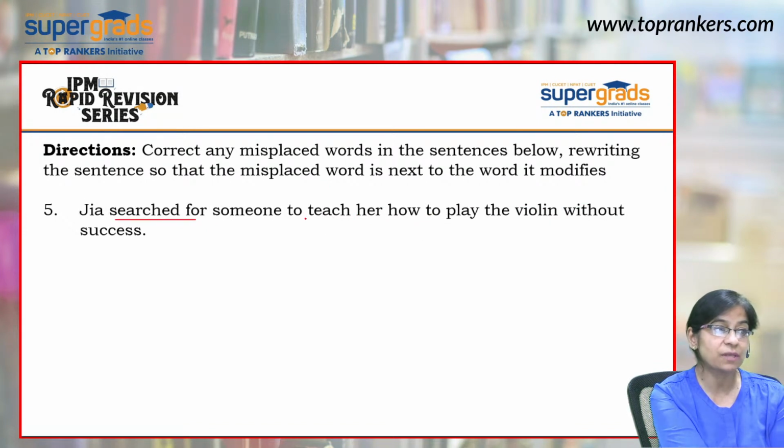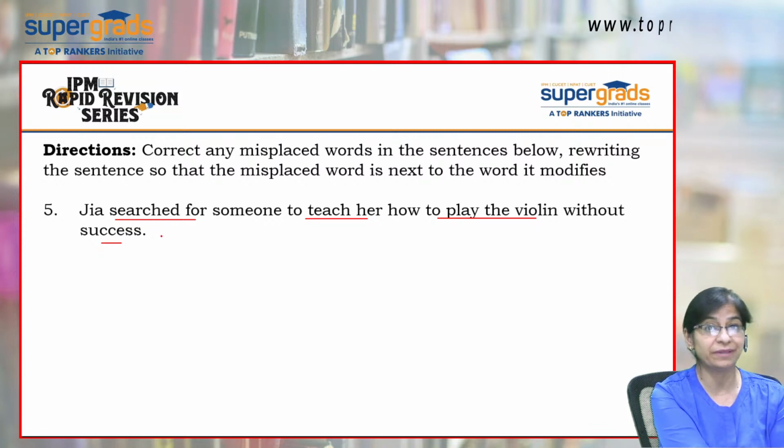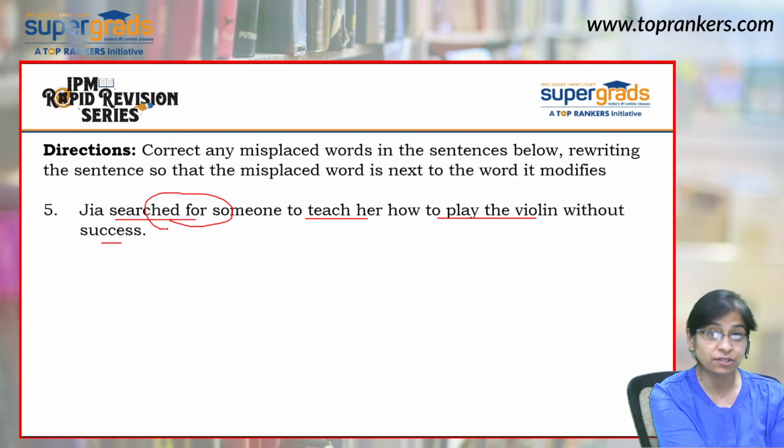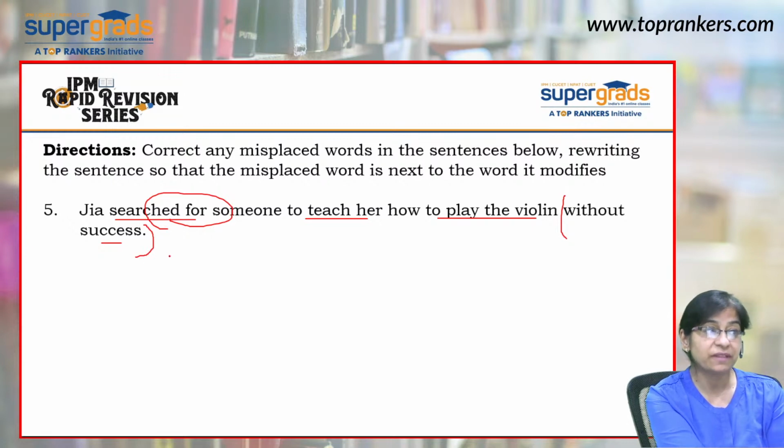Gia searched for someone to teach her how to play the violin without success. Now, what happened without success? Look at the structure of the sentence. Probably the search was futile. She could not find anyone. So how about we place the phrase without success right here?